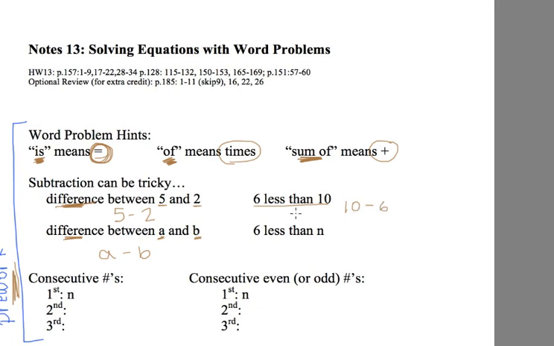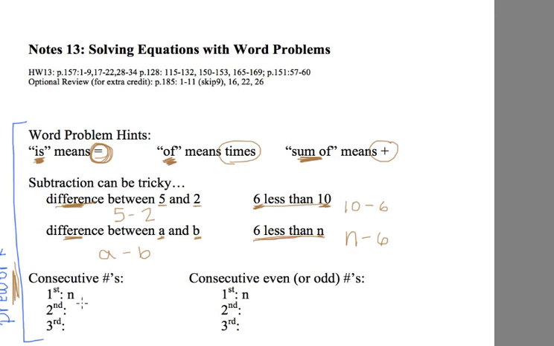That's one of the tricky ones, which is why I pointed it out. 6 less than 10 actually means 10 minus 6. The order is kind of backwards. So 6 less than n would be written n minus 6. A common mistake is 6 minus n, but to say 6 less than, you take the n first and then minus 6.